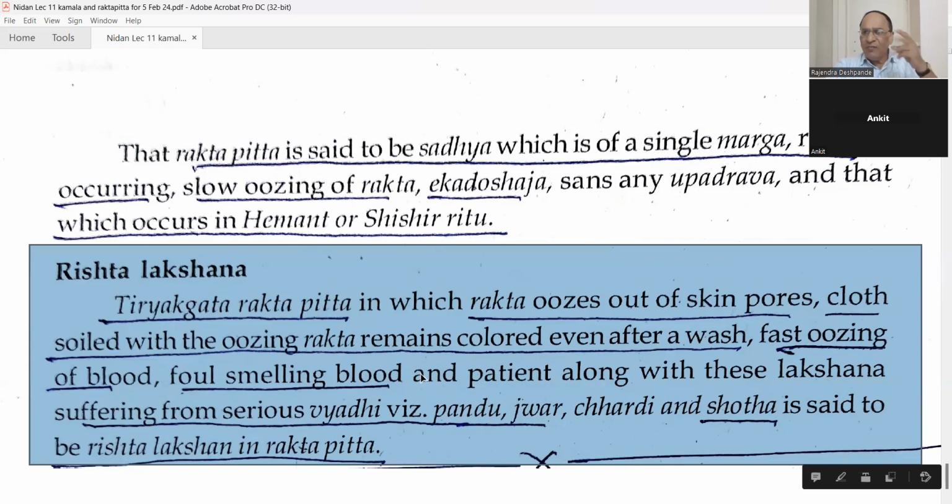Fast oozing of the blood, very fast, tremendous hemolysis, and suffering from serious vyadhis like Pandu, Jwara, Shotha. All these lakshanas together indicate a bad prognosis, Rishta Lakshana. So the doctor should counsel the patient's relatives that we are trying our level best, but the patient's morbidity is a little problematic. So be prepared for anything. This is to be said in soft-spoken language. If necessary, you can tell this in the ICU, especially when you see the Rishta Lakshanas. Okay, don't make any tall claim.